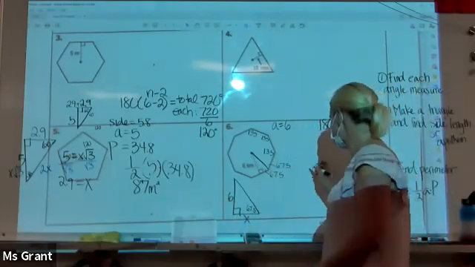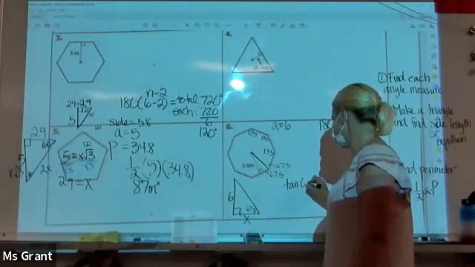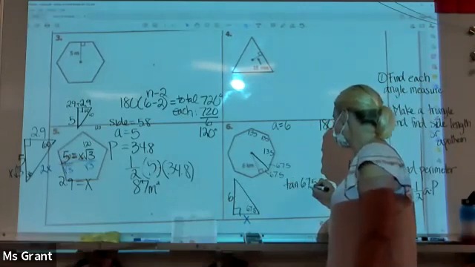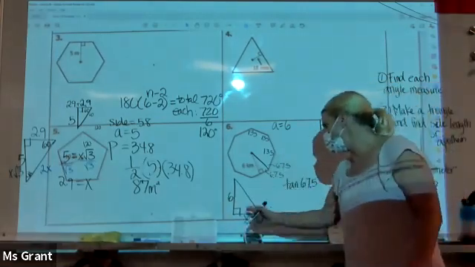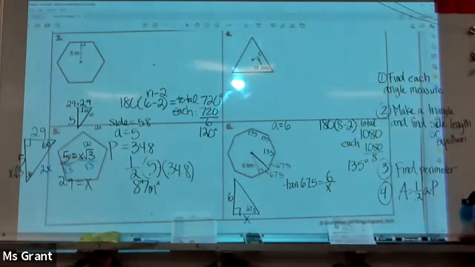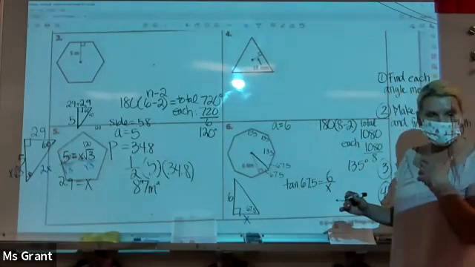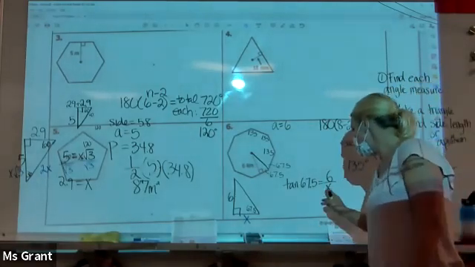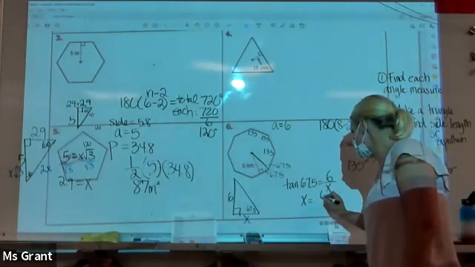So I'm going to do tangent 67.5. Remember, right after the word sine or cosine or tangent goes an angle measure. Opposite over adjacent. 6 over x. I taught you a trick back when we were doing trig, where the variable is in the denominator. I'm going to just simply switch it.